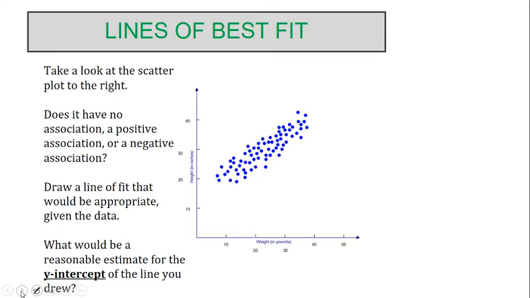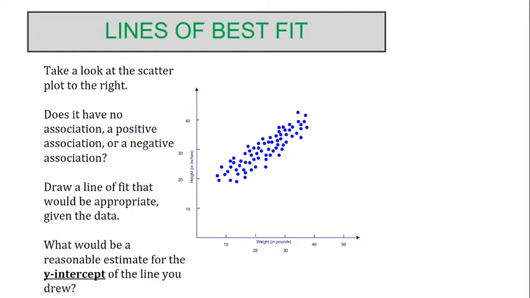Let's do that again for this one. I want you to take a moment, pause the video, and answer the following questions. What type of association does this scatter plot indicate? If you were to draw a line of best fit, where would it be? And what would be a reasonable estimate for, this time, the y-intercept of the line that we drew?